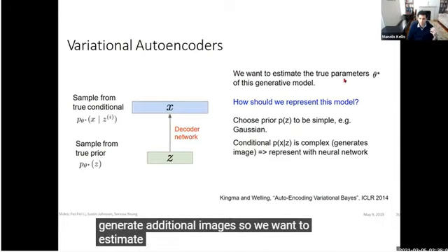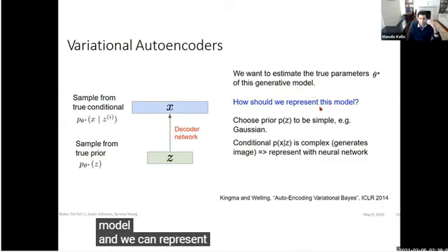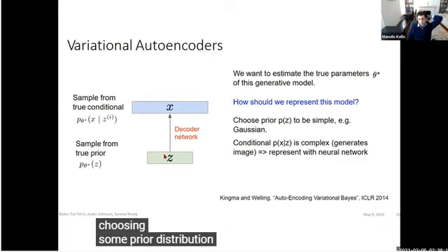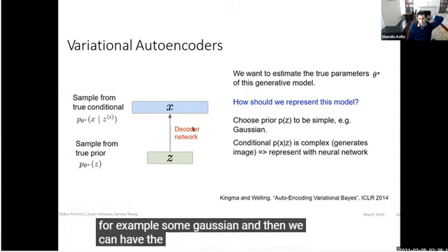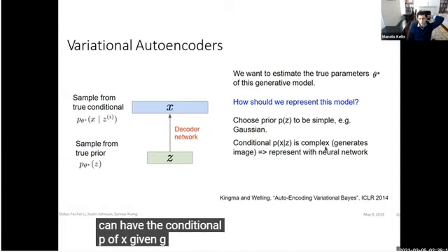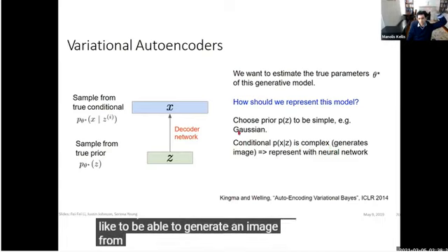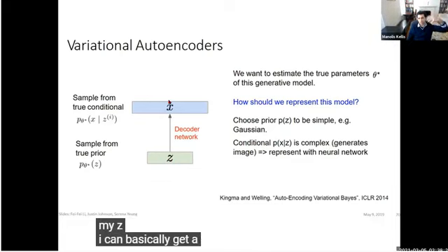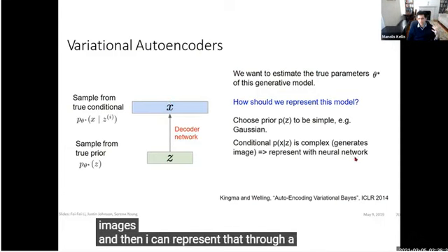So we want to estimate the true parameters of this generative model. We can represent the model by choosing some prior distribution for Z, for example, some Gaussian. And then we can have the conditional P of X given Z be as complex as we would like. We would like to be able to generate an image from that distribution, where if I vary my Z, I can get a variation of those images. And then I can represent that through a neural network.